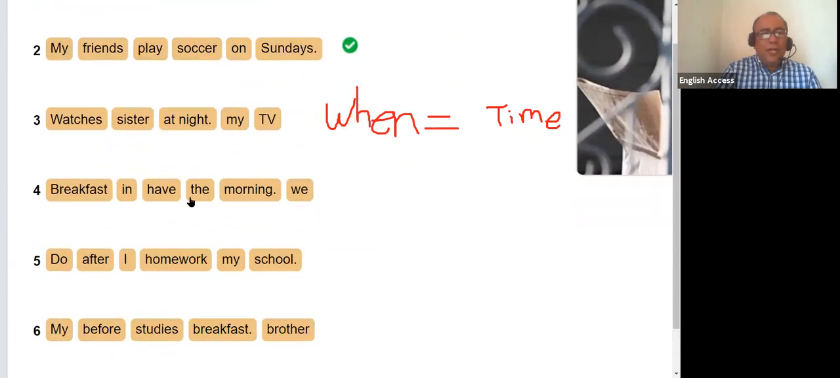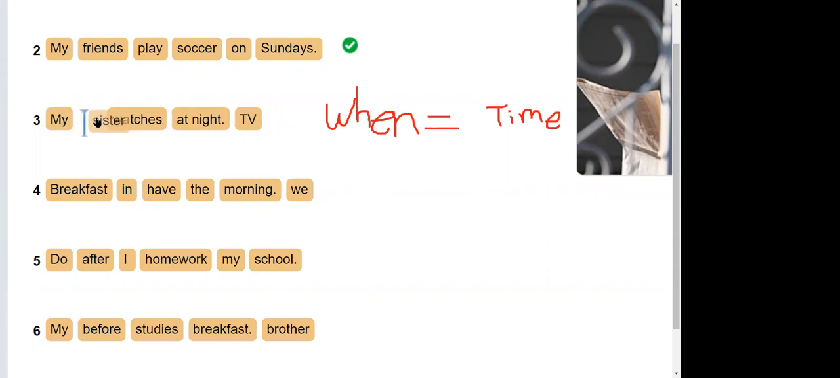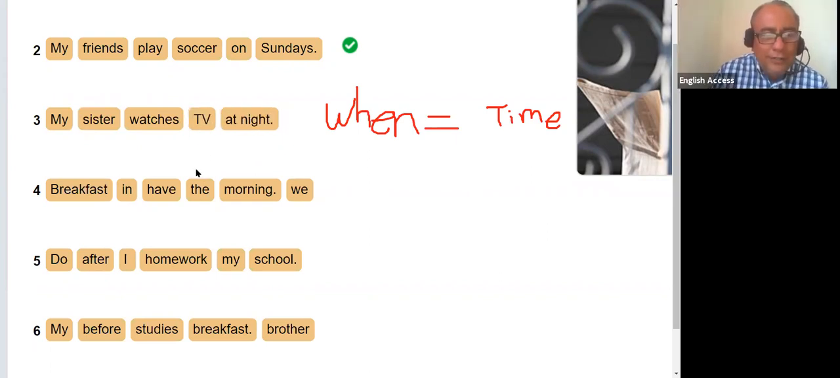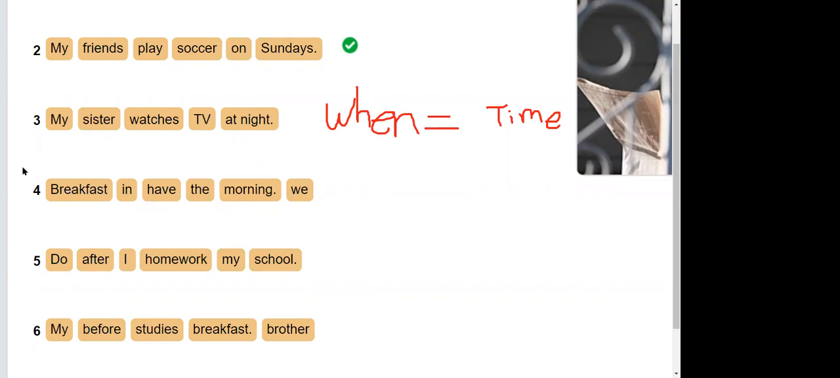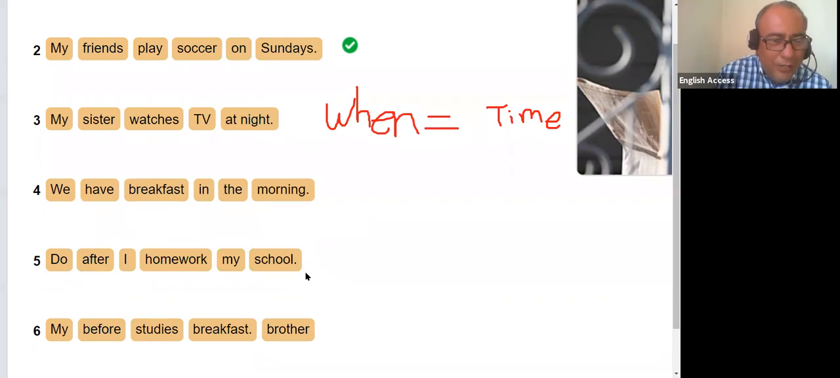Number 2, what is the correct order for number 3? Pacheco. My sister watches TV at night. Very good. Fatima, number 4. We have breakfast in the morning. Okay, Carolina, you are the last one.